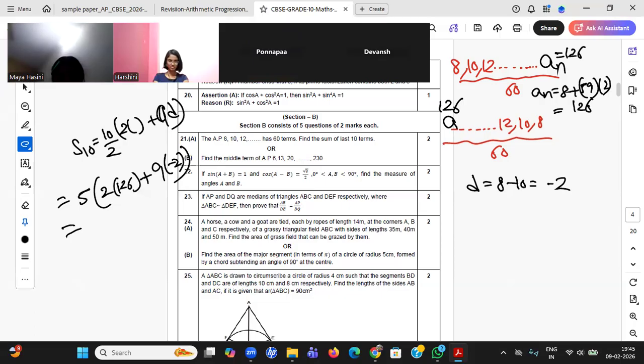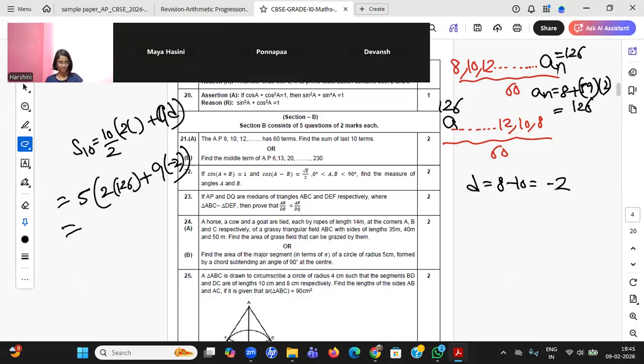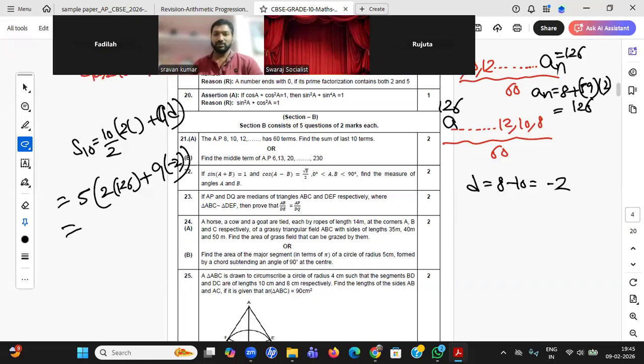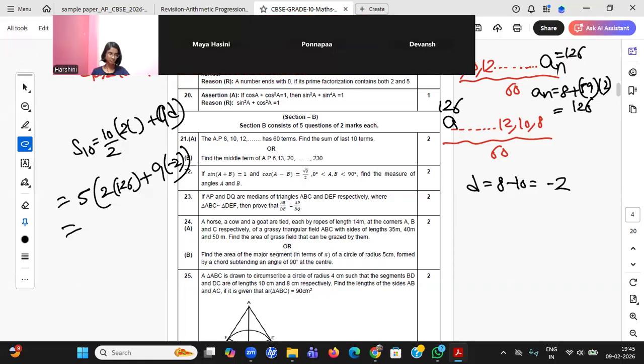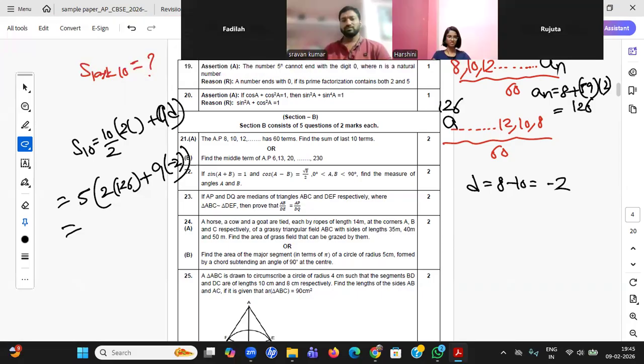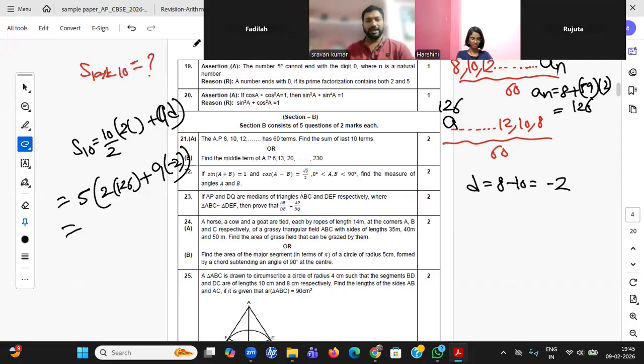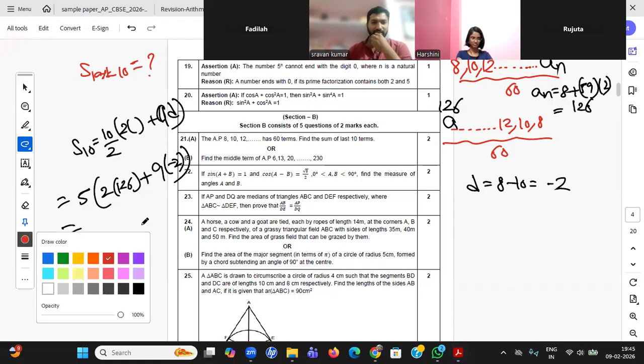So I have done it in this way. There are many ways, I said. I'll explain another way also. Harshini, you are using the a minus l formula, student. Yes, that is also fine. Anybody, any doubt in this question? Ponnappa, did you understand this question? Yes, sir. Okay, Shrugal, Jahnavi.